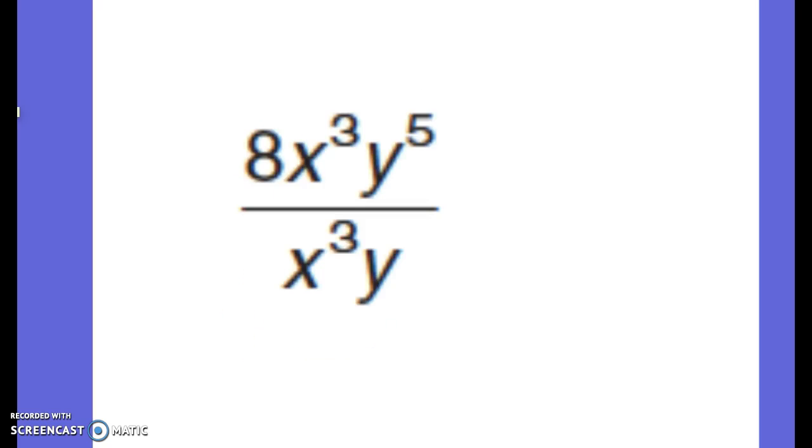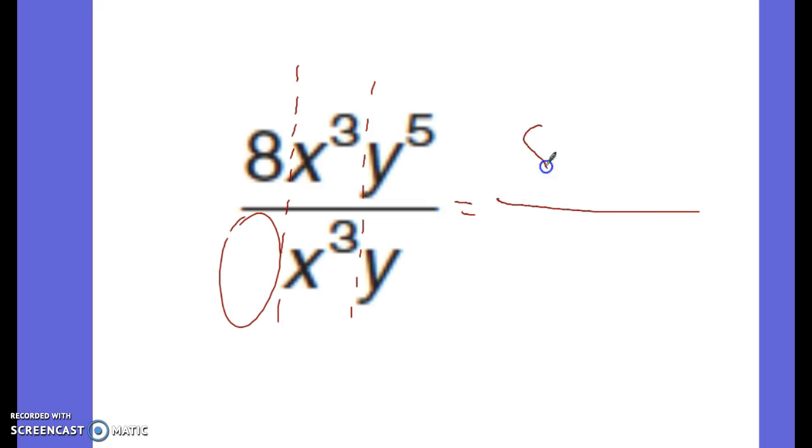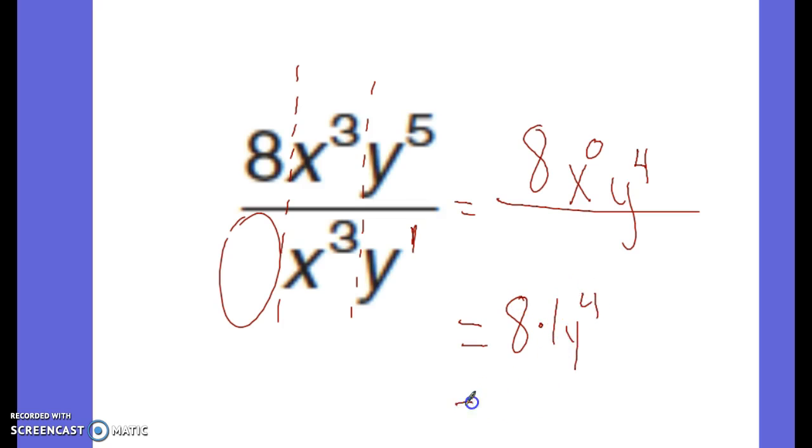For this one here, I'm going to mark it off because I'm going to do my subtraction, and 8 stays the same. There's nothing down here for the numbers to simplify. So I have 8, 3 minus 3 is x to the 0, 5 minus 1, this has an exponent of 1, is y to the 4th, all over just 1. X to the 0 is 1, so we get 8 times 1, y to the 4th, which is just 8y to the 4th.